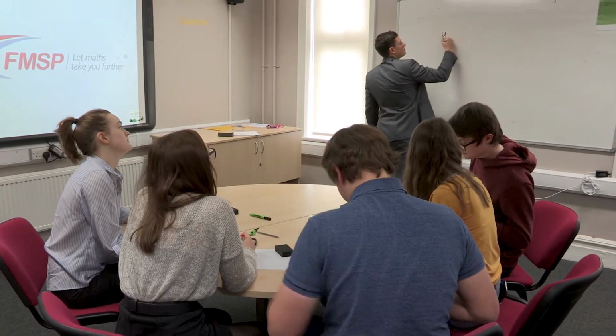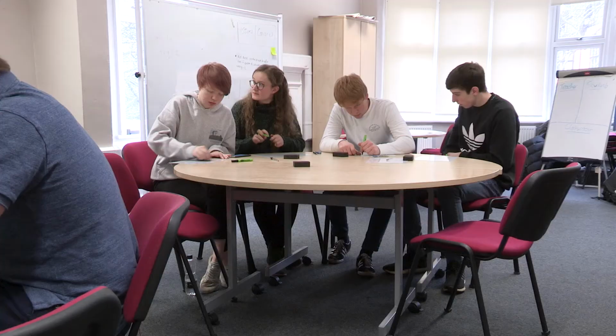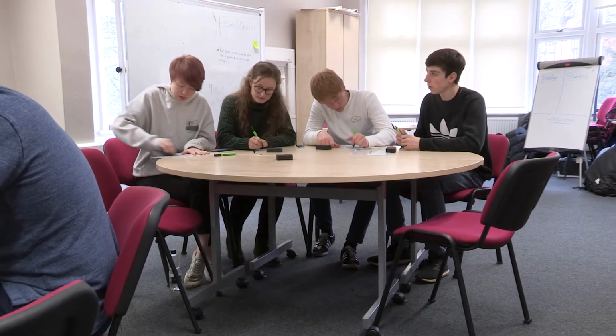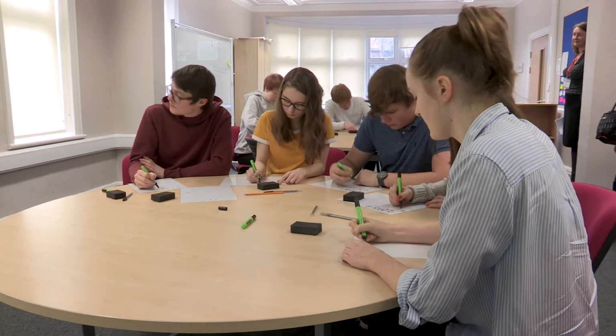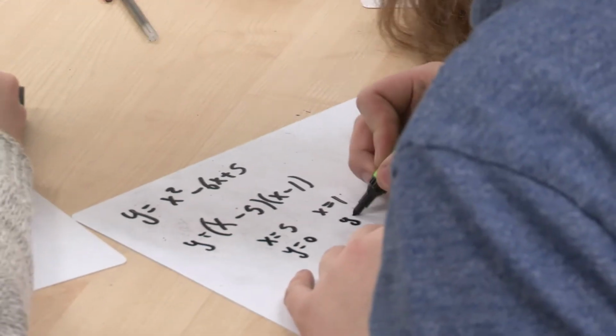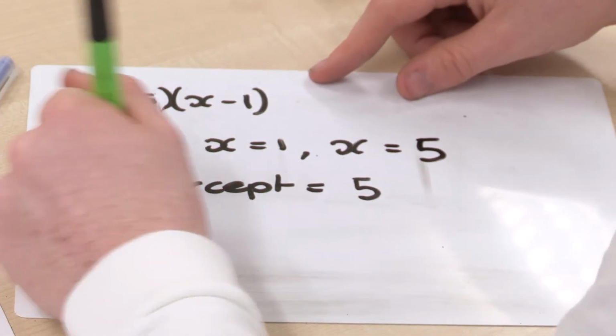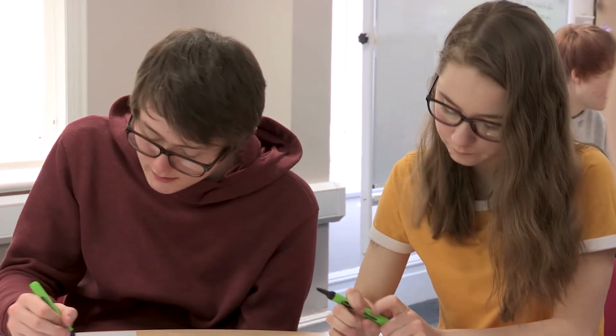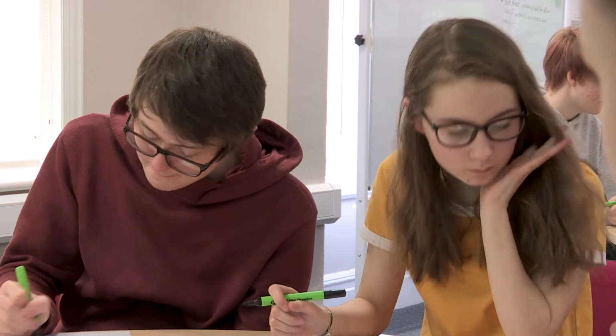I want you to think about this quadratic case of y equals x squared minus 6x plus 5. I just want you to try and write down everything that you know about it. The students use mini whiteboards to collect their thoughts, initially as individuals. Right, so let's just take some ideas then of what we've got about this quadratic.